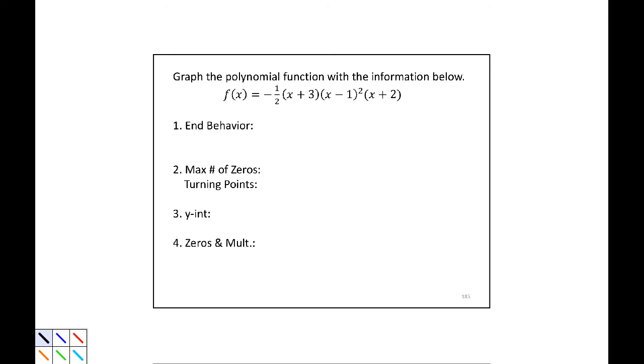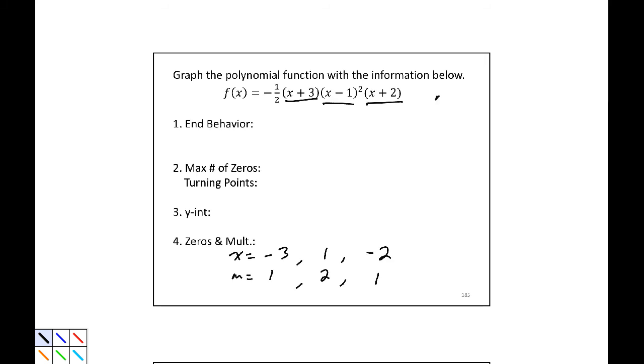x plus 3, that factor, will be equal to 0 when x equals negative 3, with a multiplicity of 1. The second factor, (x minus 1) squared, will be equal to 0 when x equals 1, and that has a multiplicity of 2 because of our exponent. And the last factor, x plus 2, tells us that x equals negative 2 is a zero with a multiplicity of 1. Now, if you add those multiplicities, we get 4. So that means that n is equal to 4.